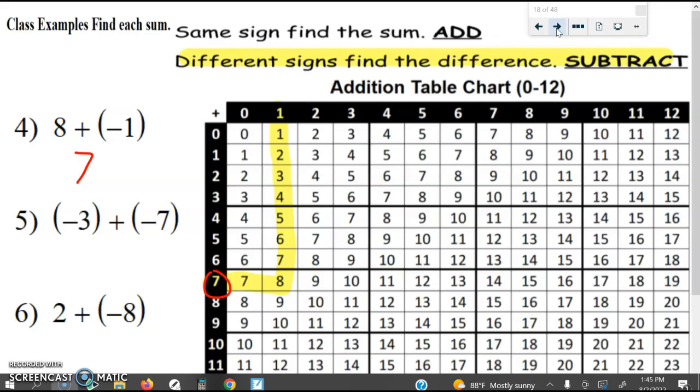Okay. On number 5, we've got the same sign, so we find the sum. We've got negative 3 plus negative 7. We come all the way down and it's 10. And since they're both negative, we leave it negative.